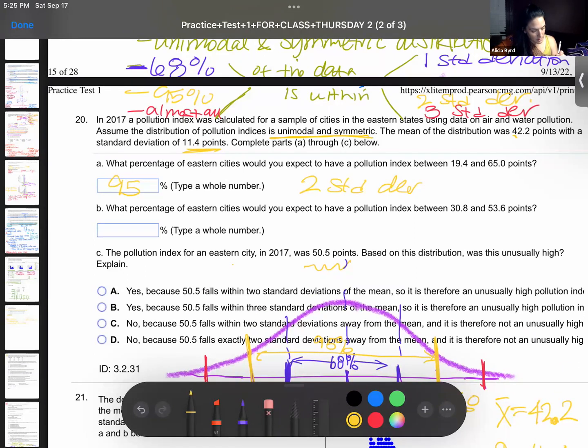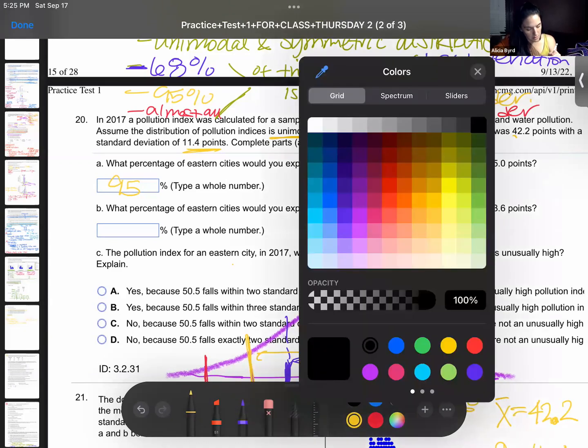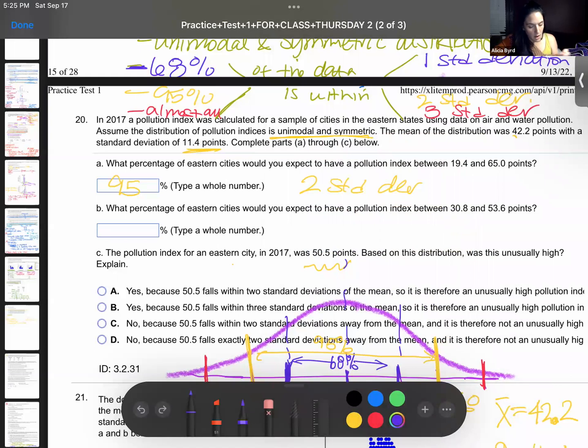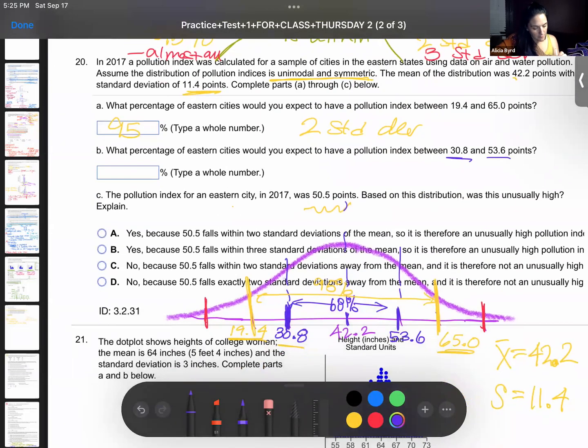For the next one, I know 30.8 and 53.6. In between there, we have 68% of our data. Okay, so that just comes from this being 1 standard deviation from the mean, both of these values. So if you take your X bar, you subtract your S, your standard deviation, you'll get those 2 values.